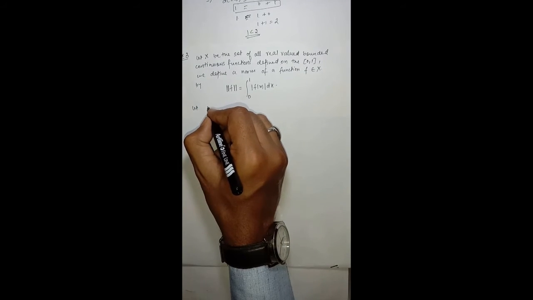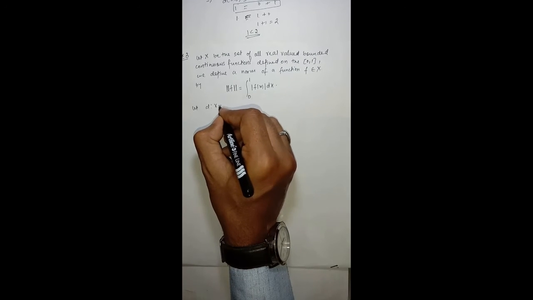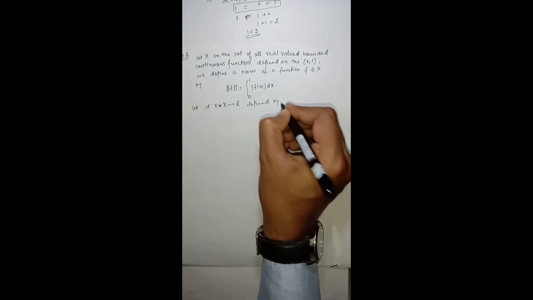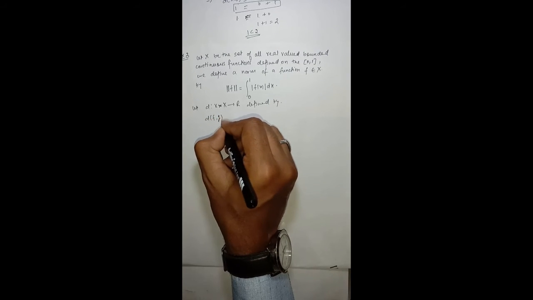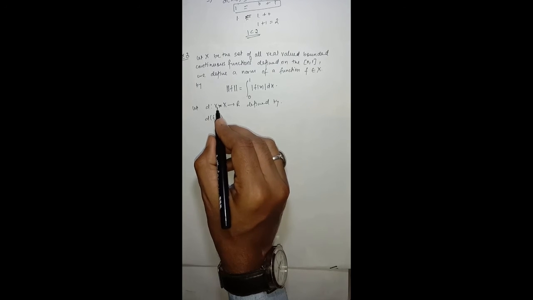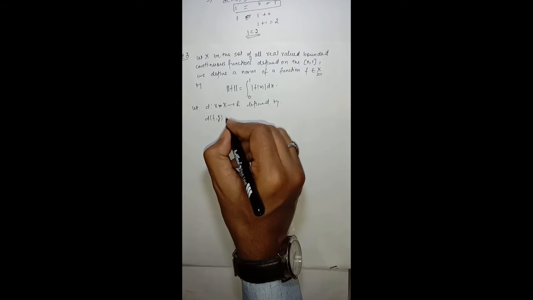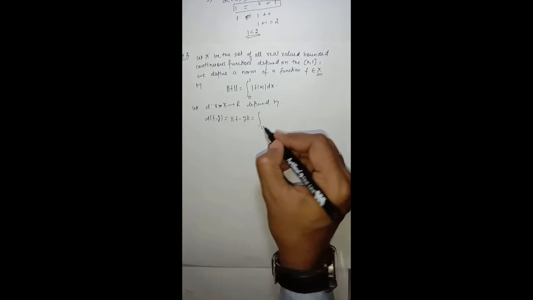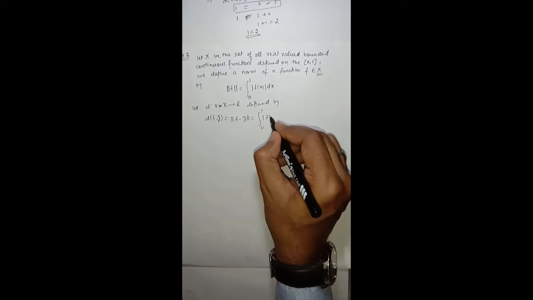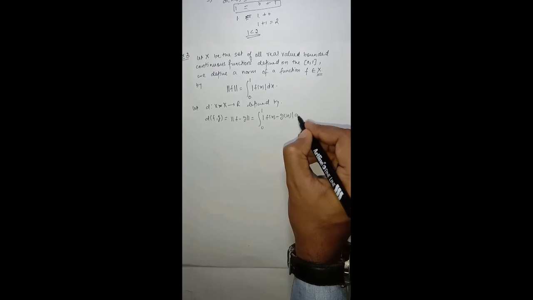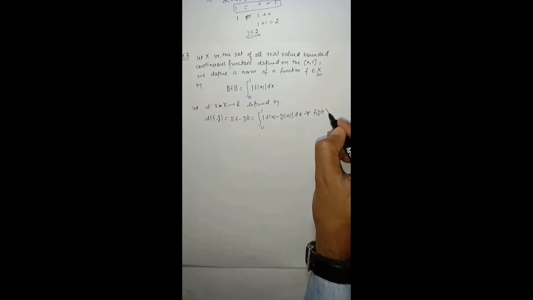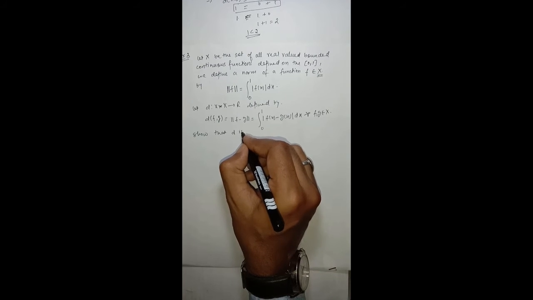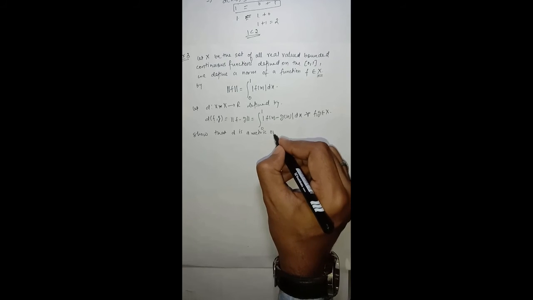Let d be a mapping from X cross X to R defined by d(f,g), where f and g are two functions of the space X. This is defined as norm of f minus g, and this is equal, by the definition of norm, to the integral from 0 to 1 of mod f(x) minus g(x) dx, for every f, g belonging to X. Show that d is a metric on X.